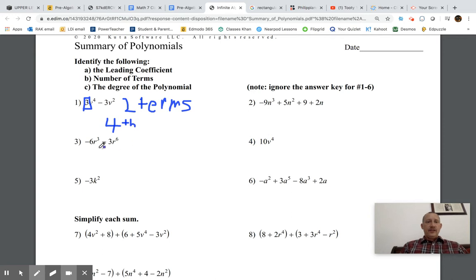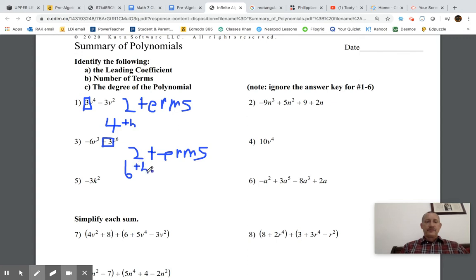Okay. Looking at this one here, what is the leading coefficient? It's not -6. Because r to the 6th is higher than r to the 3rd, the leading coefficient here is -3. There are, again, 2 terms. And the degree of this polynomial, it's a 6th degree, because that's raised to the 6th power. So that's 6th degree.